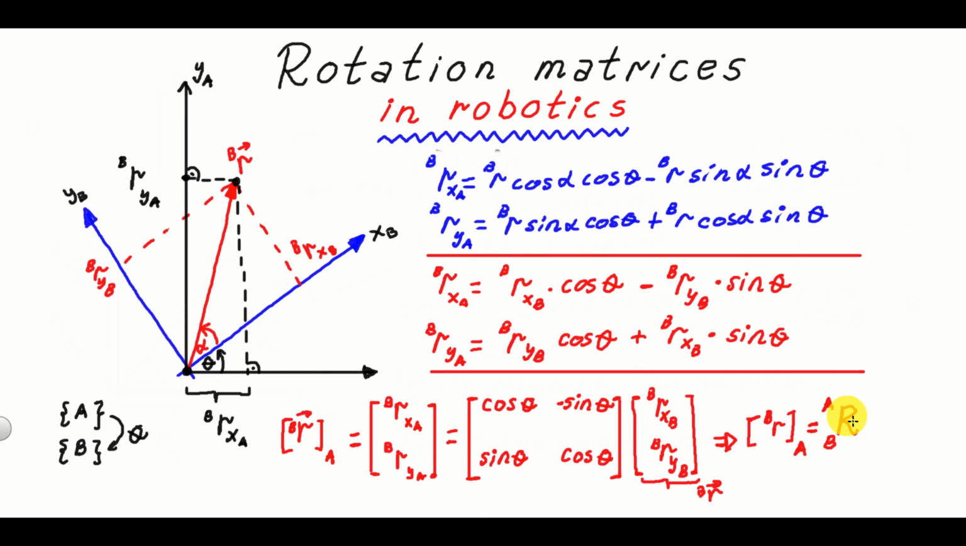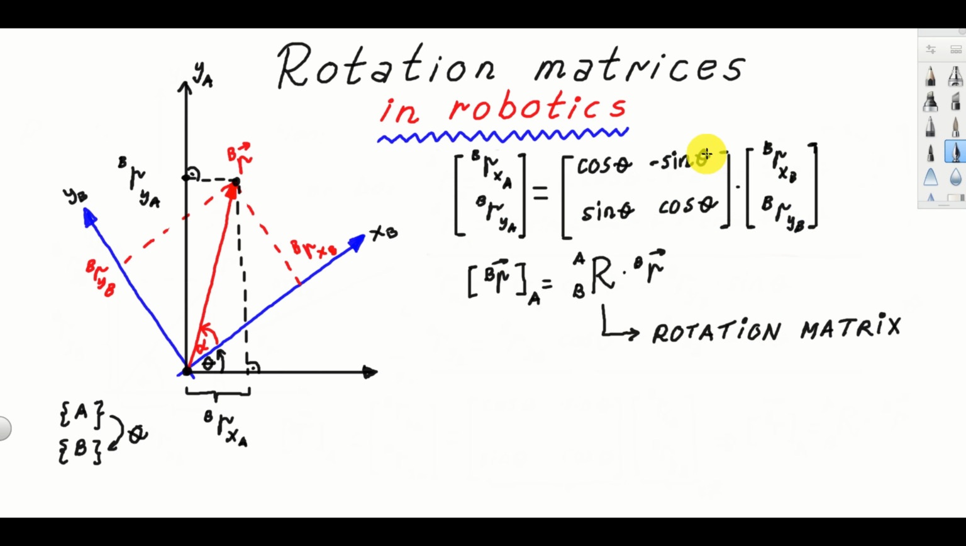That is, this rotation matrix will rotate the coordinate system B into the coordinate system A. And that's why we have this notation multiplying over here RB. That is the vector RB in the coordinate system B. And this is the final result. Again, this matrix over here is the rotation matrix.